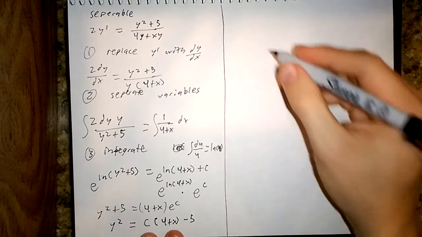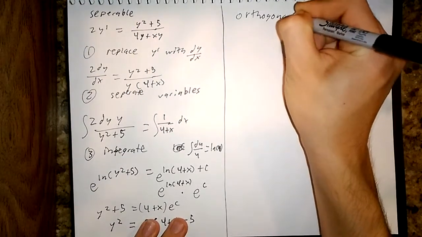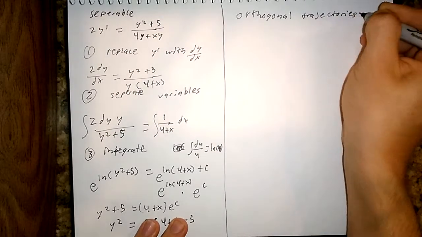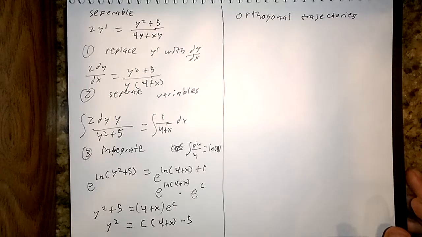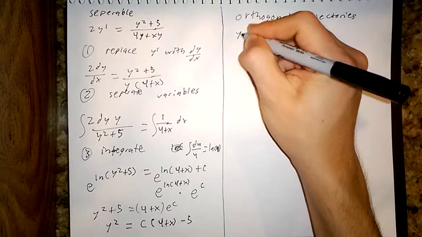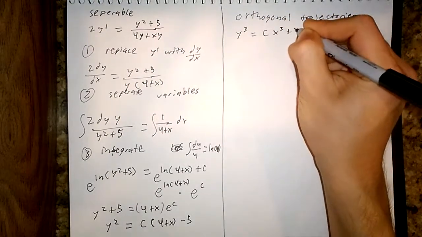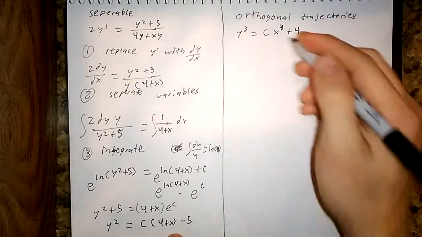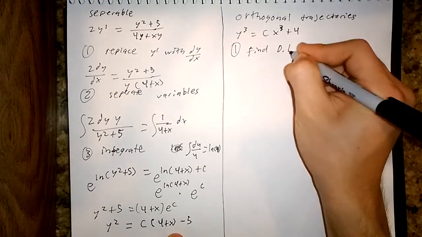Now moving on to orthogonal trajectories. We pretty much want to find the negative reciprocal of the differential equation. So given a solution such as this, you have to find the family of orthogonal trajectories. Now to do that, first you need to find the differential equation, which is covered in another video.